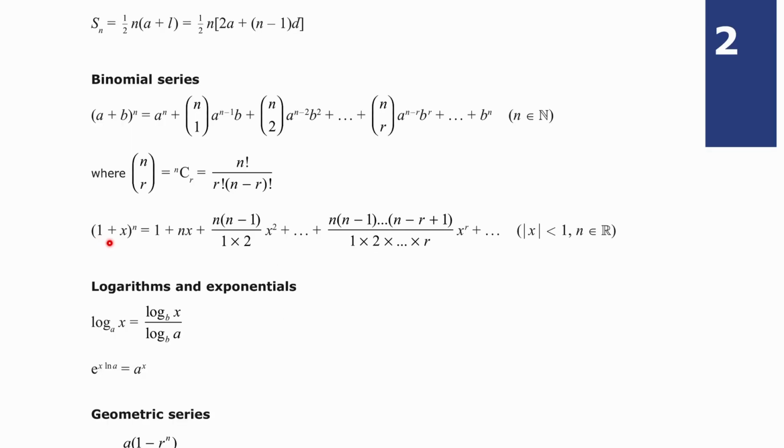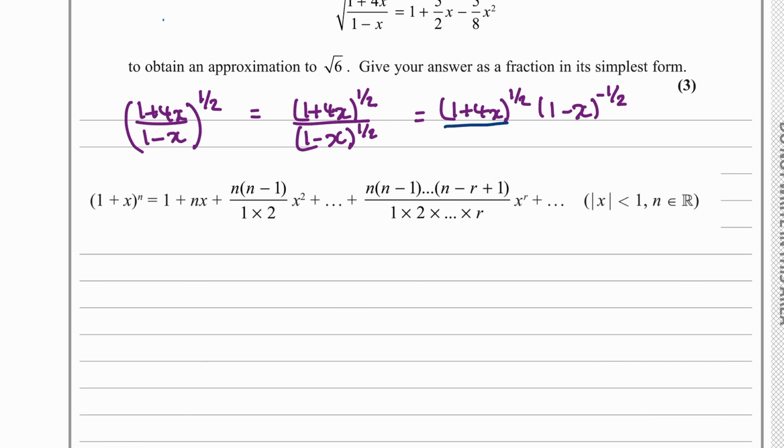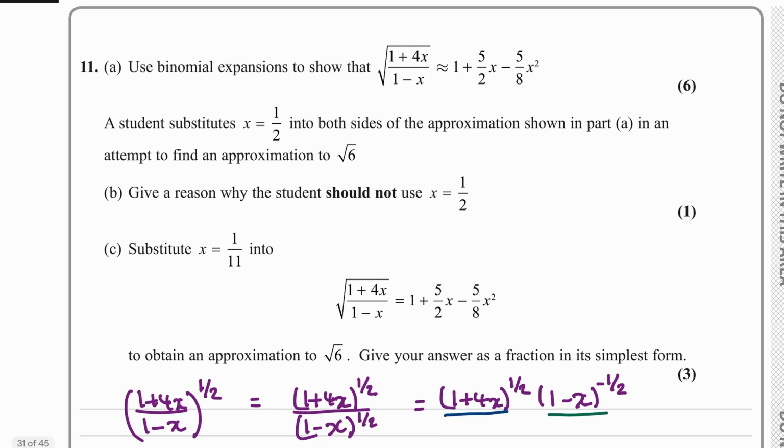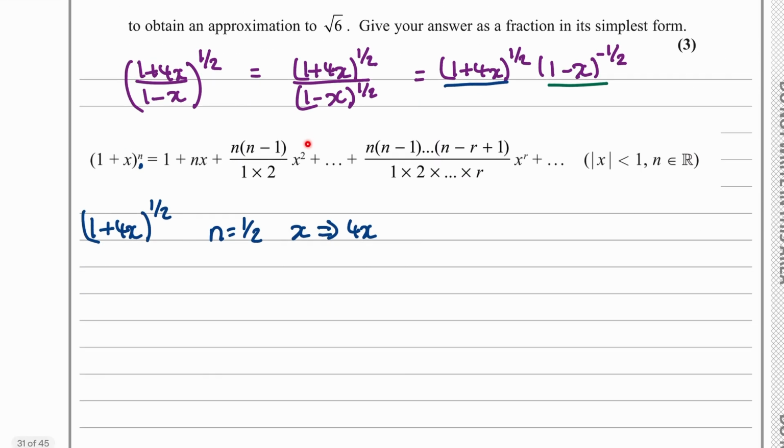This is where we have 1 plus x to the n is equal to this expansion when the magnitude of x is less than 1. So if I copy and paste this, if we do this one in blue and this one in green, for our first one, we've got 1 plus 4x to the half, where we can see that the n would be 1/2, and the x term would map onto 4x. So now I just need to substitute each of these into the expansion, and we're told we only want it until the x squared term. So I only need to work out these 3 terms here.